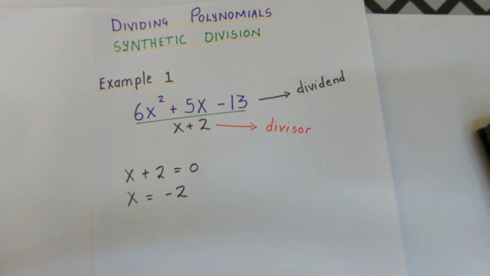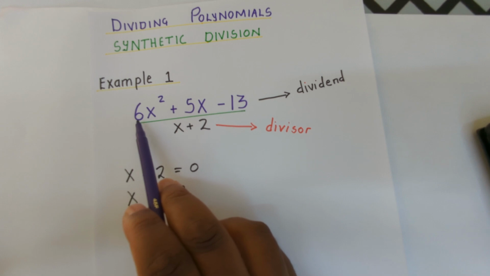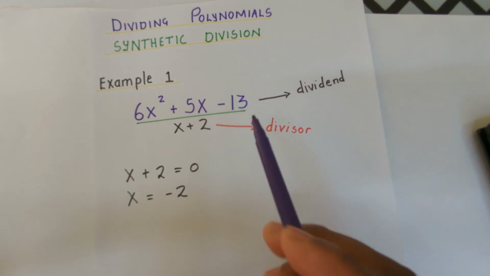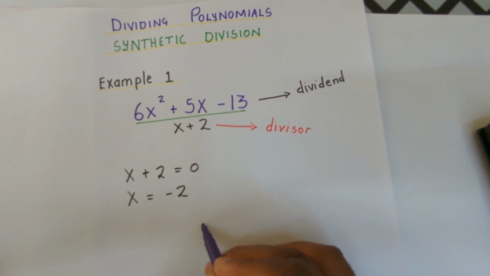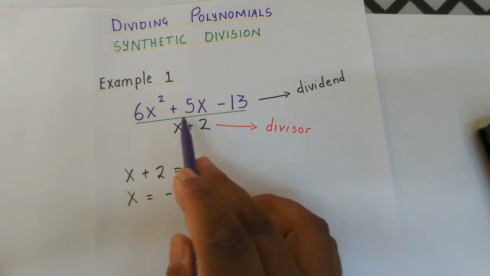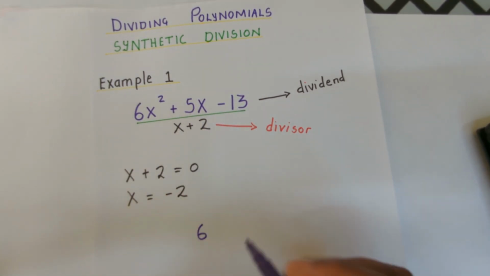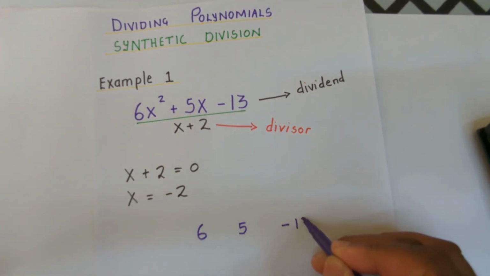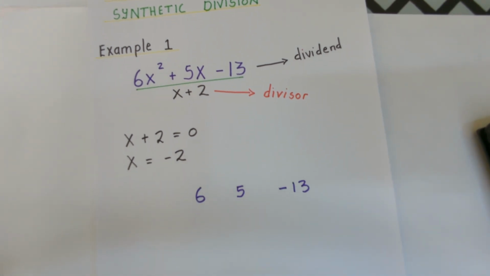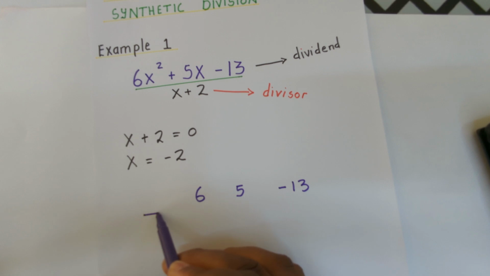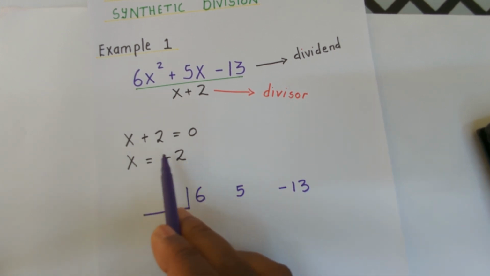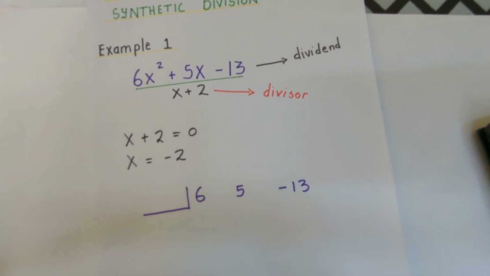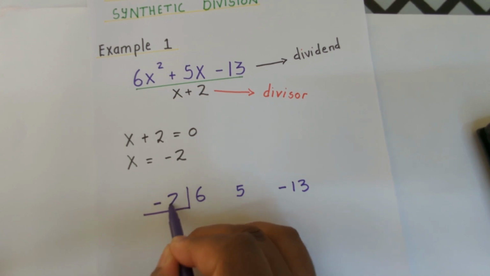And the next step would be to write the coefficients of our variable in our dividend together with the constant. So we are going to write 6 as our first number, followed by 5, which is the coefficient of x, and lastly followed by negative 13, which is our constant. And on the left side we have to put the value of x that we got from equating our divisor to 0. So in this case x was negative 2.